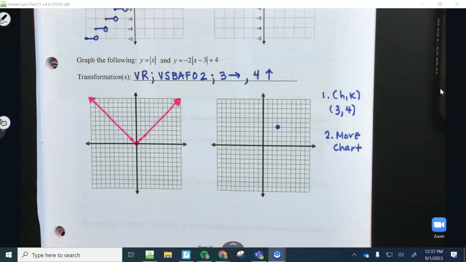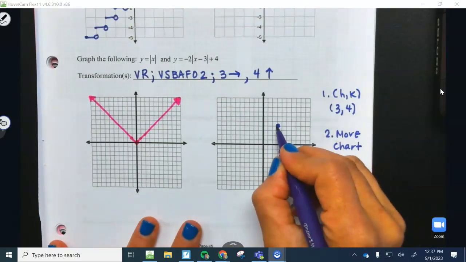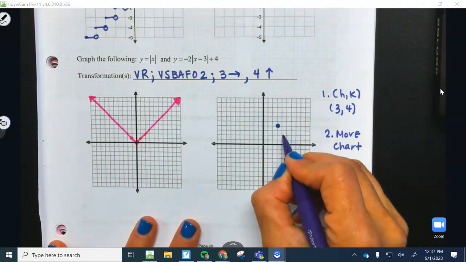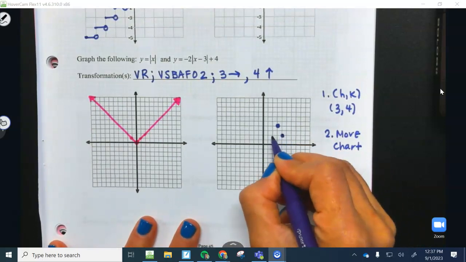So on my vertex, guys, when I go one place to the right, where do I go after that? What's 1 times -2? 2 down, good. What if I go 2 places to the left? Where am I going? Perfect. Let's go ahead and graph that. Good job. So remember, it's going to be to the right 1, down 2, to the left 1, down 2.